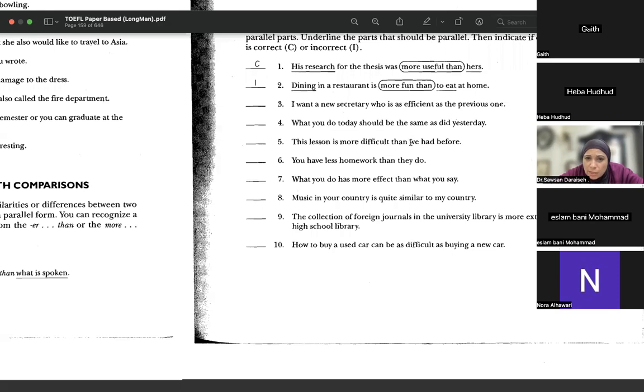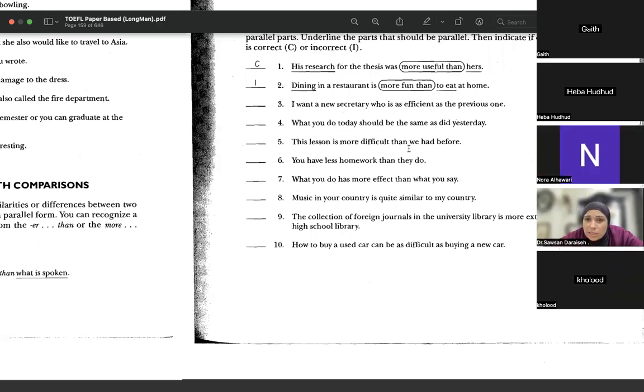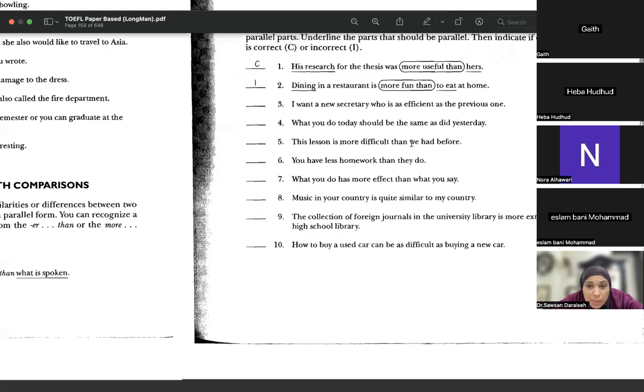Okay, Dr. Ghaith, are you with me? You have to actually mention what it is that you're talking about here. This lesson is more difficult than either the one we had before, or the lesson we had before. The one or the lesson, you need here. Because "we had before" is describing the lesson, which lesson you're talking about. It's not the thing that you're comparing.